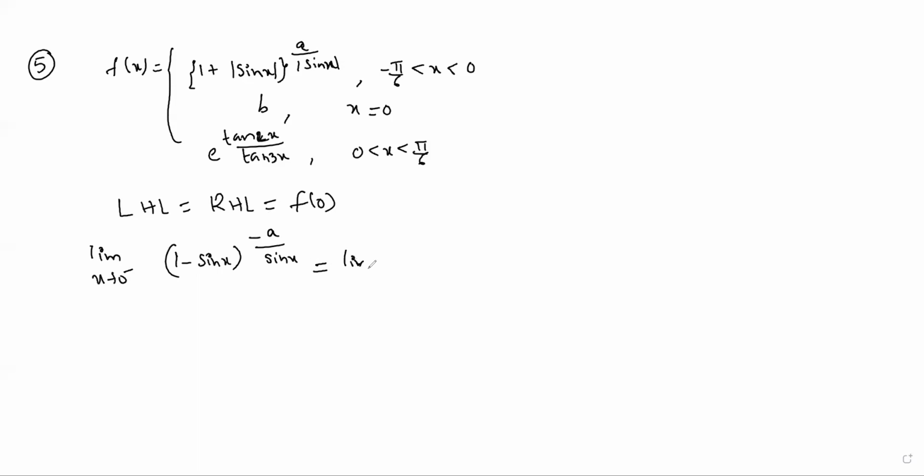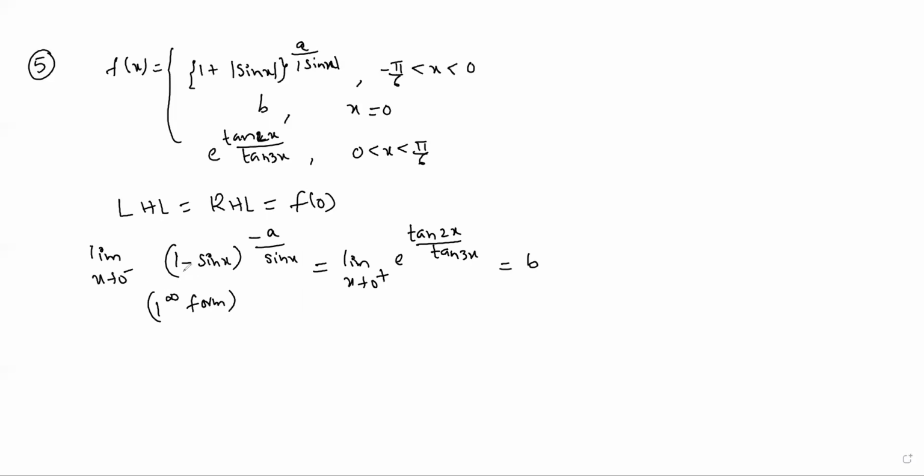It is equal to the RHL. Limit x tends to 0 plus, that is x greater than 0, or 0 less than x, meaning the same. What is the function present? e power tan 2x by tan 3x. f of 0, at 0, what is the given value? b. Now here, first, it clearly satisfies the 1 power infinity form.